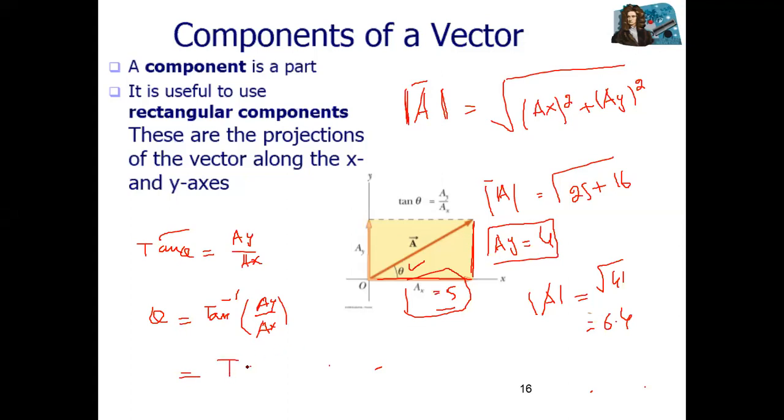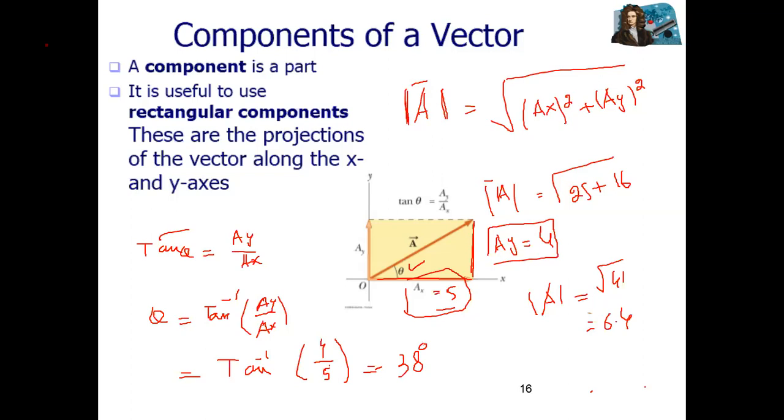So from the same question you can find the angle. Tangent inverse. What is AY? AY is 4. What about AX? AX is 5. So 4 over 5. Divide these, then take the inverse tangent. Tangent inverse of 4 divided by 5 equals 38 degrees.